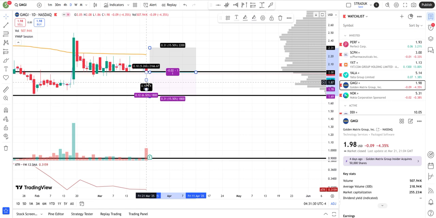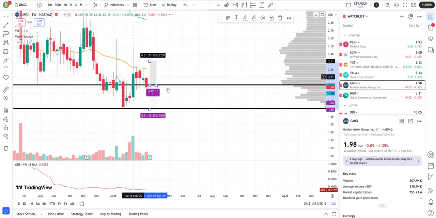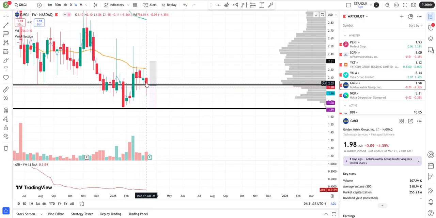Okay, and now we're looking at a daily time frame. Let's just look at a weekly time frame for a minute, and let's look at last week. So it opened at $2.10, and its low was, where's its low? $1.86. Okay, a 24 cents move, and its average is 31 cents.